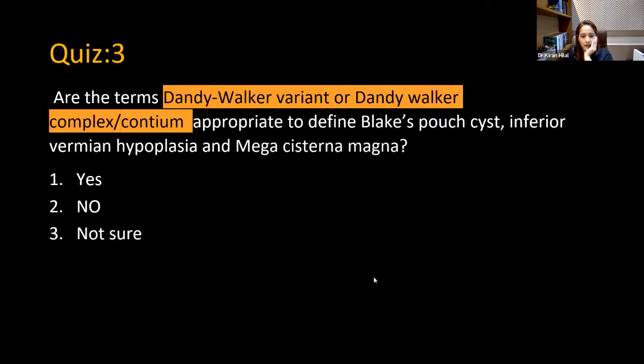Okay, so I am ending the poll. Around 80% of people have voted. Now, let me show you the results. I hope you are able to see the results. Most of you, 60%, are thinking no, these are not the correct terms to define these entities. But 26% of you are still thinking yes, we can use these terms. So let's see what is the correct answer.